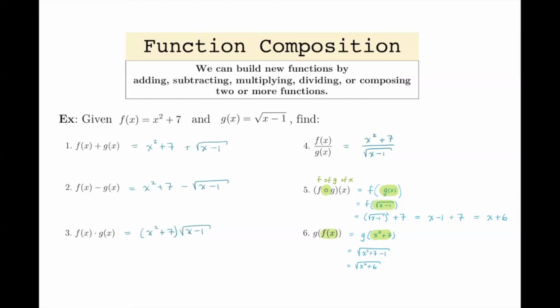Now notice that composing things in the opposite order, like in example 5, we had f of g of x, and in example 6, this is g of f of x. If we compose things in the opposite order, we don't usually get the same thing. So it is important to take note of the order and compute the composition accordingly.